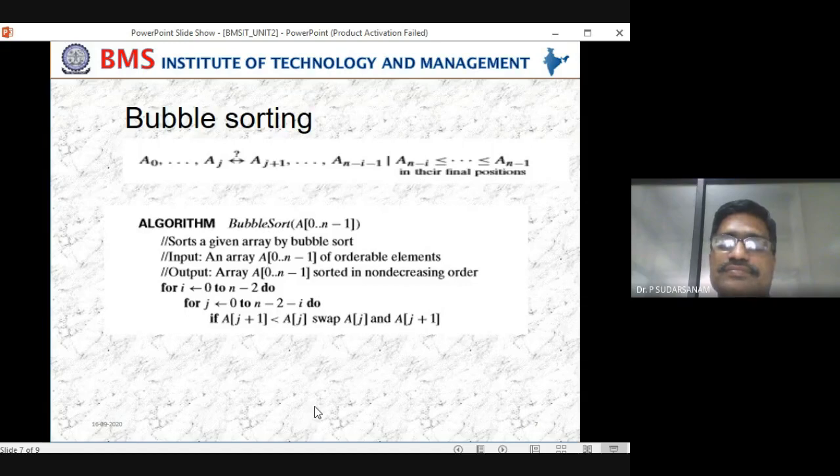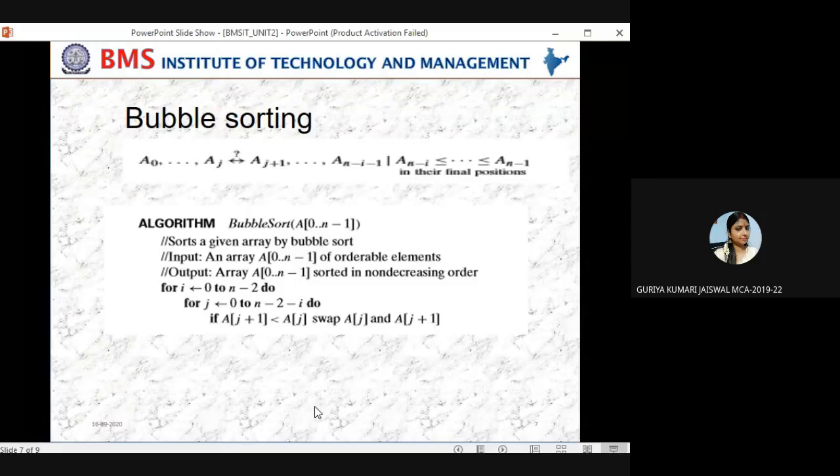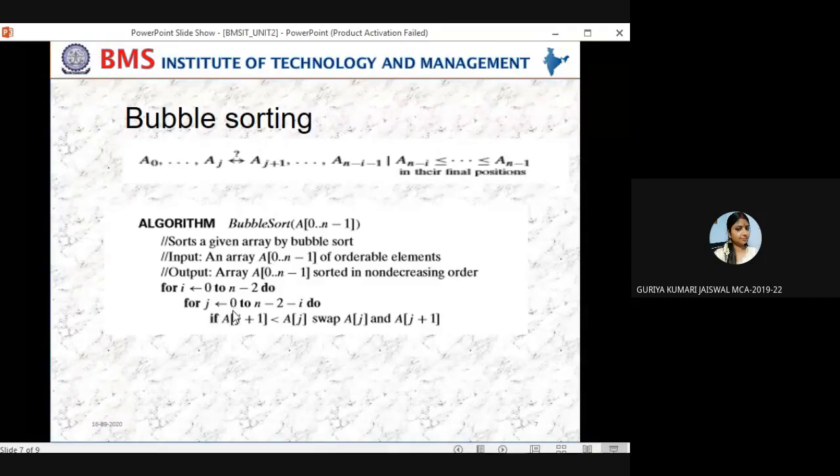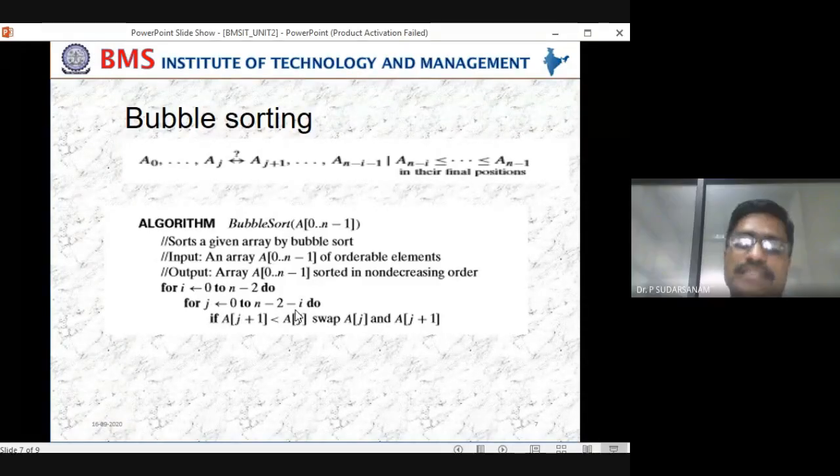Guriya. Yes, sir. Tell me, madam. Summation i equals 0 to n minus 2 for one loop, and the second loop summation j equals 0 to n minus 2 minus i. Now she told, I'll repeat it once again. Summation i goes from 0 to n minus 2 for the first loop, and one more summation j goes from 0 to n minus 2 minus i of 1. So double summation of 1: first summation i goes from 0 to n minus 2, second summation j goes from 0 to n minus 2 minus i. Is it correct? That's what Guriya told.